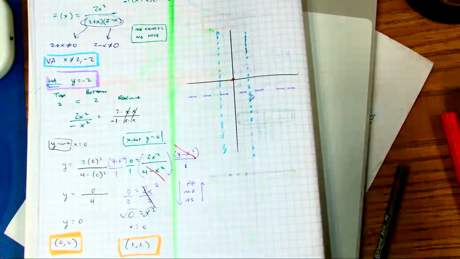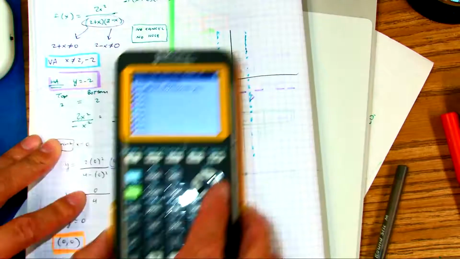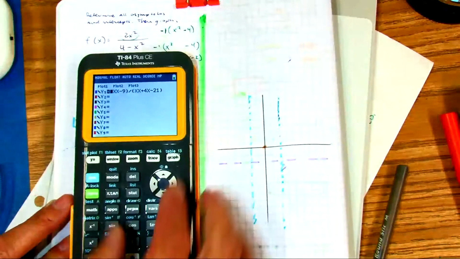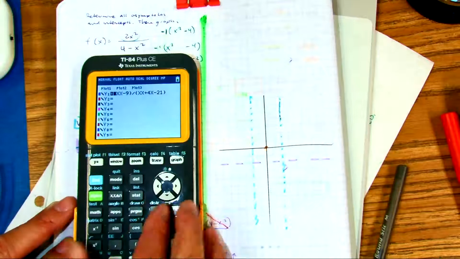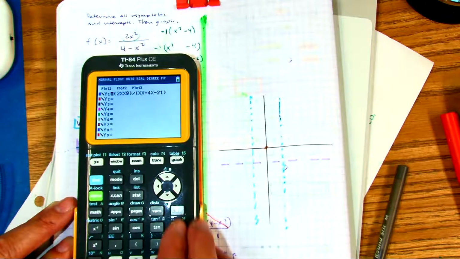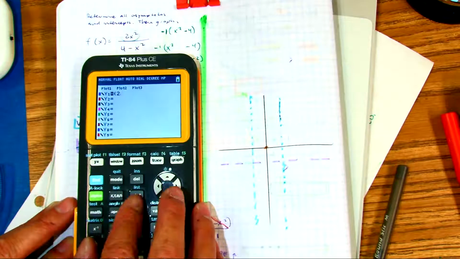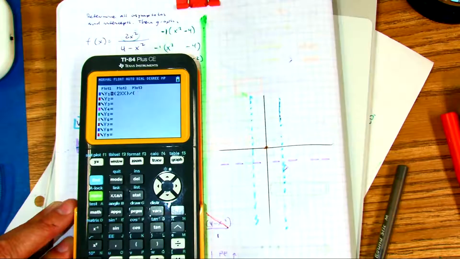So let's put it into our calculator, but don't press graph. And I'm going to put in the original problem, or you can put in the factored one, doesn't matter. I recommend the original. Parentheses 2x squared, close parentheses, divided by 4 minus x squared. Don't press graph. Don't go to Zoom 6.